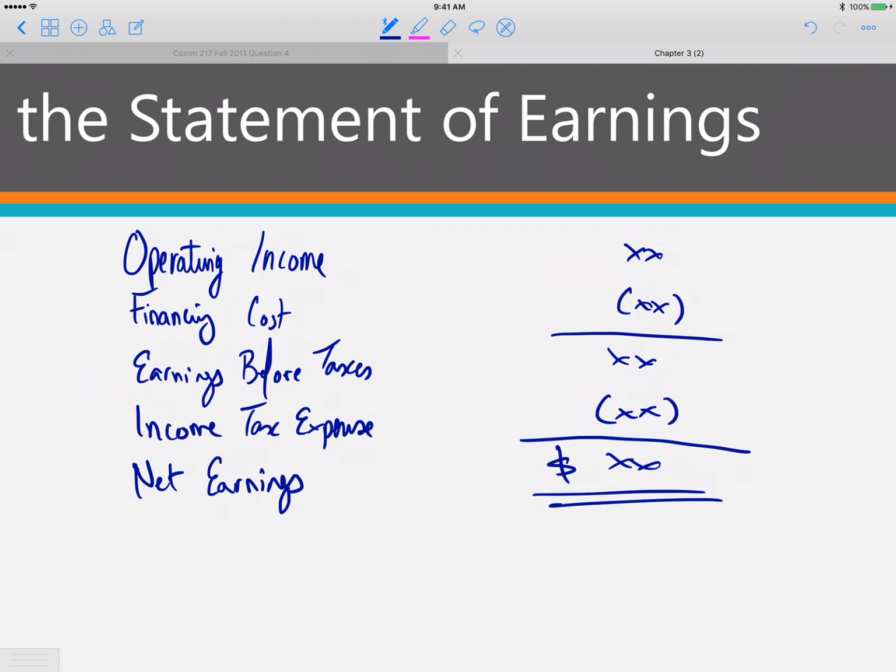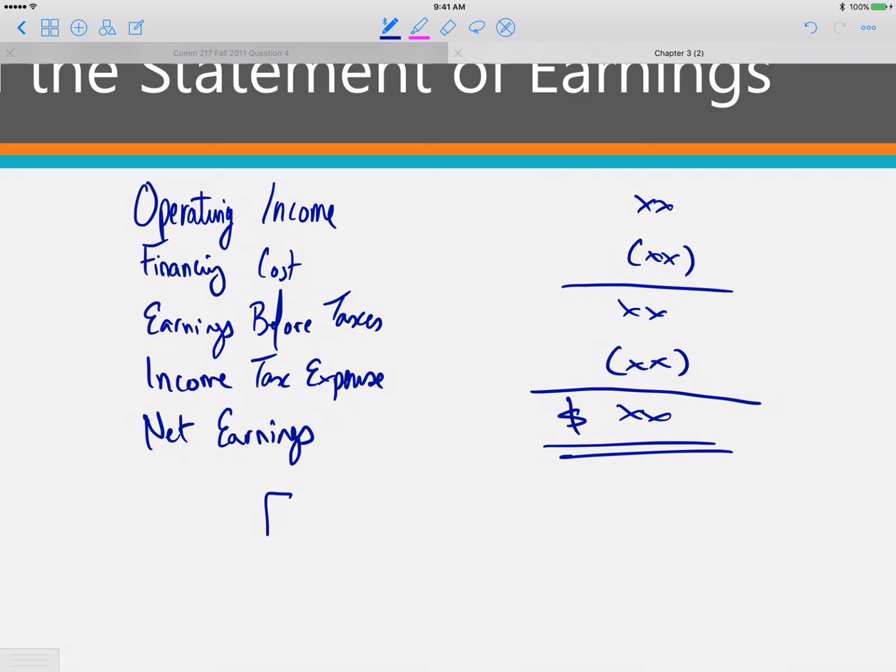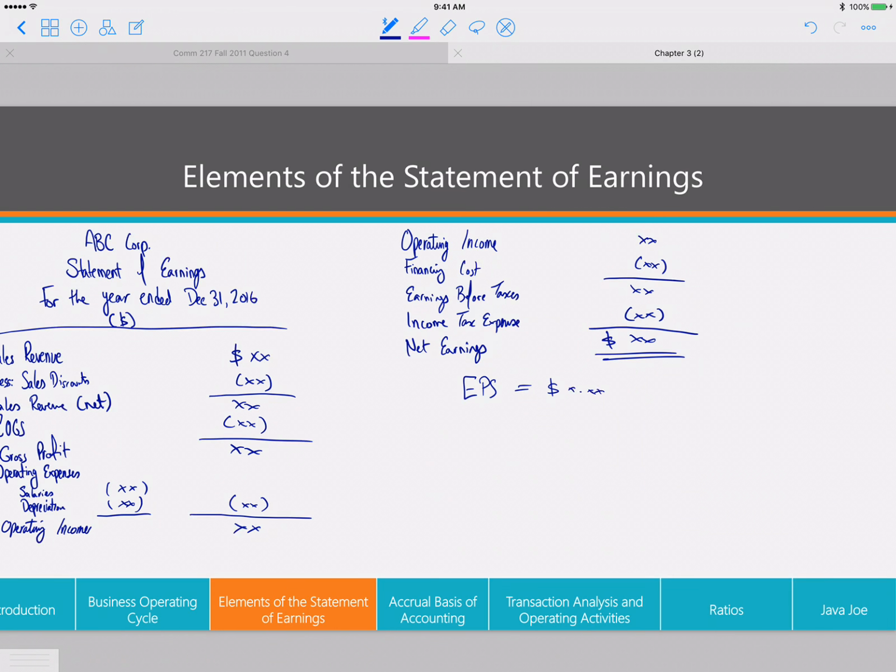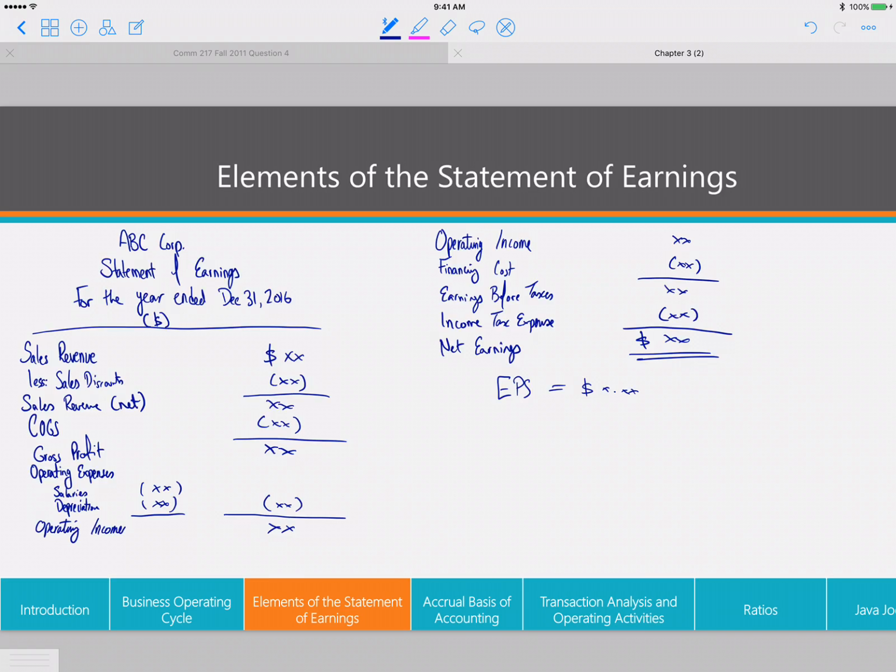And we put 2 lines at the bottom to show that this is the final total. 1 line in accounting would mean a subtotal, and 2 lines means it is the final total. And we then put our earnings per share. And we will explain what this is in further detail later on. So this is basically what it would look like.